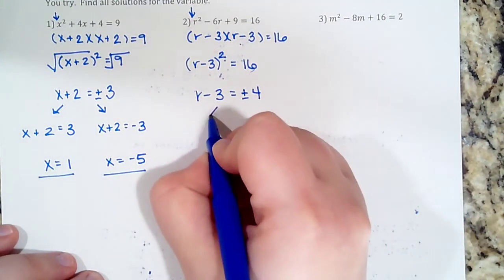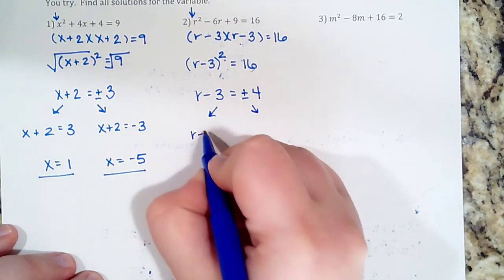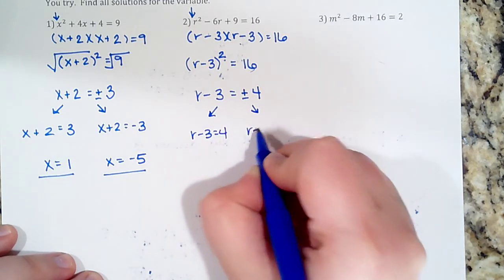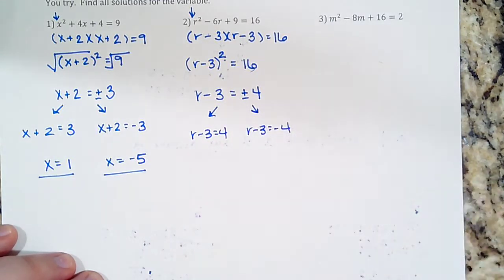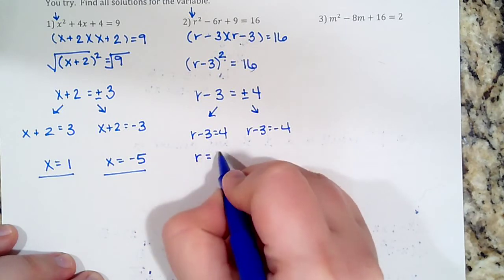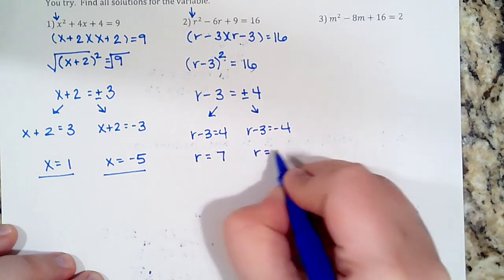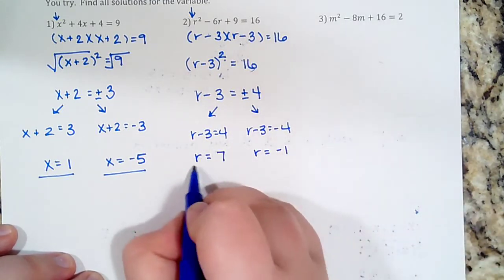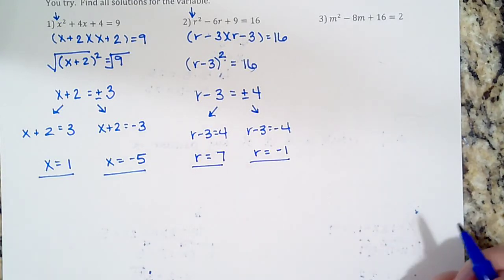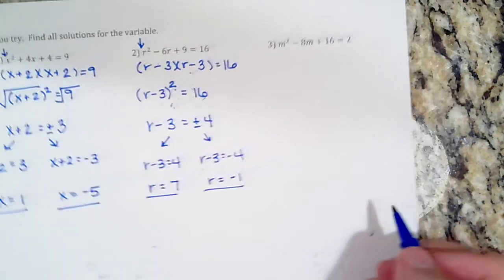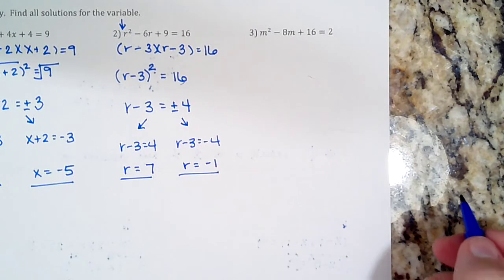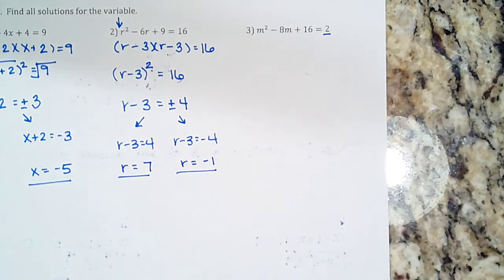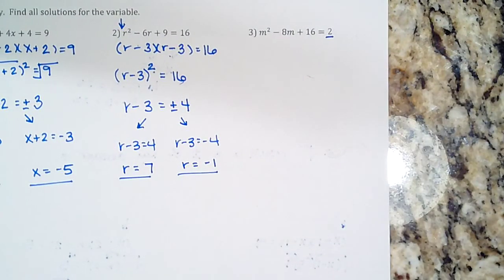All right, two solutions. R minus 3 equals positive 4. R minus 3 equals negative 4. R equals positive 7. R equals negative 1. Two answers. All right, and the last one, this one's not going to be as nice because it doesn't have a nice square root on that right side, but that doesn't mean we can't do it.